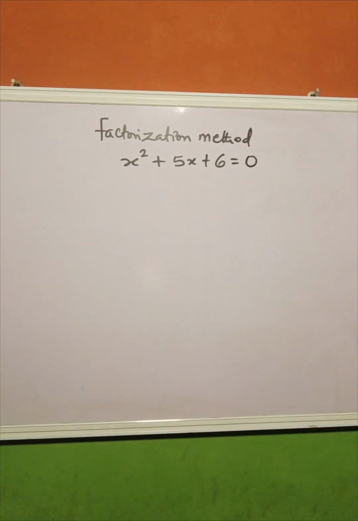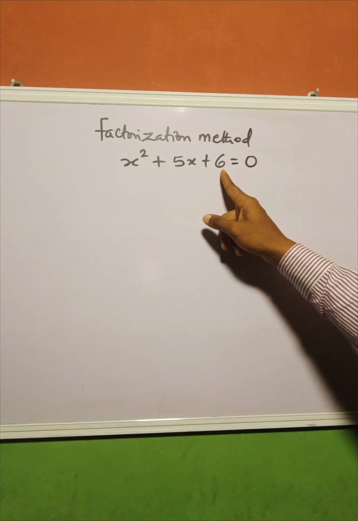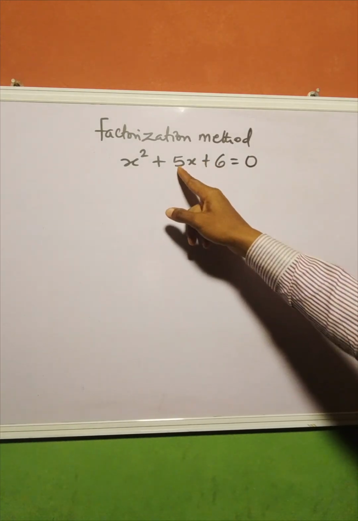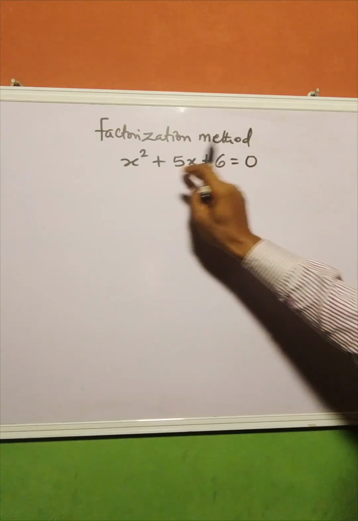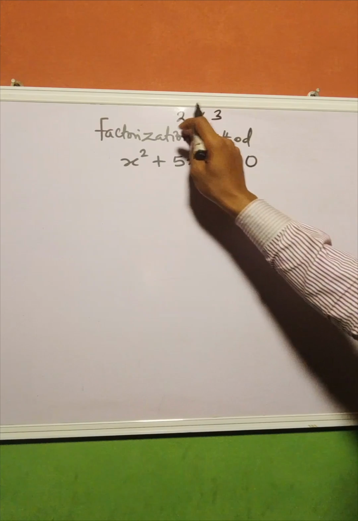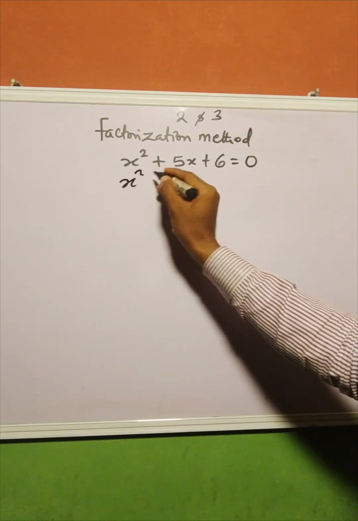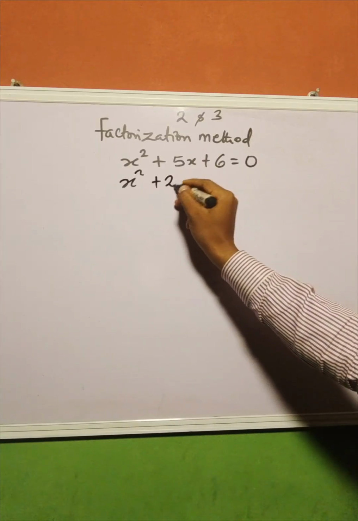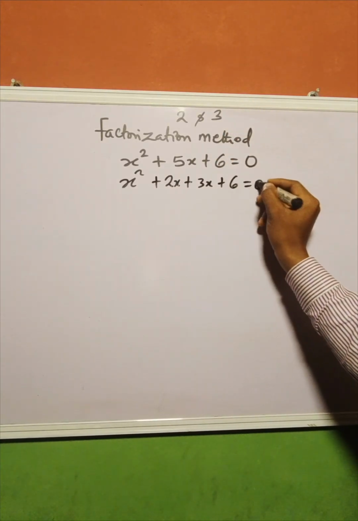When you have a quadratic equation like this, x squared plus 5x plus 6 equals 0, the first thing you're going to do is find two numbers that when you multiply you have 6, and when you add them you have 5. Those numbers are 2 and 3. So this 2 and 3 is going to replace the middle. You're going to have x squared, and instead of 5x, it will be 2x plus 3x plus 6 equals 0.